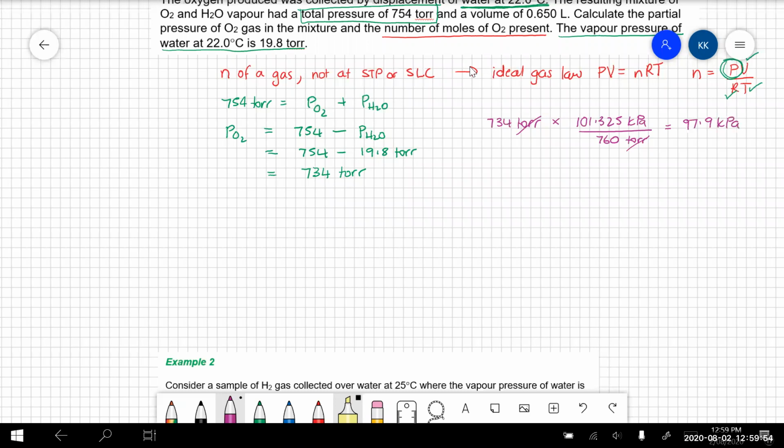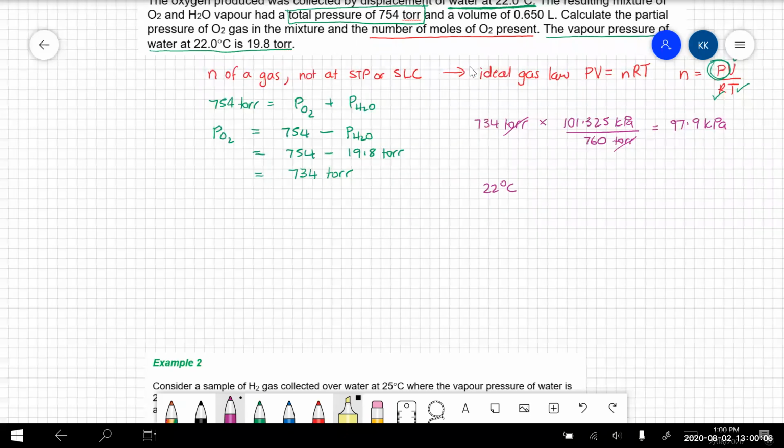Now I'm ready to go. I know I need my temperature. My temperature is 22.0 degrees Celsius, and I'm going to have to add 273 to that. And I'm going to get 295 Kelvin.